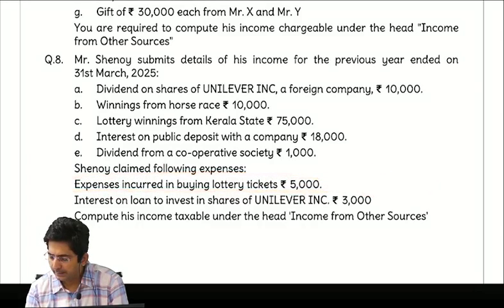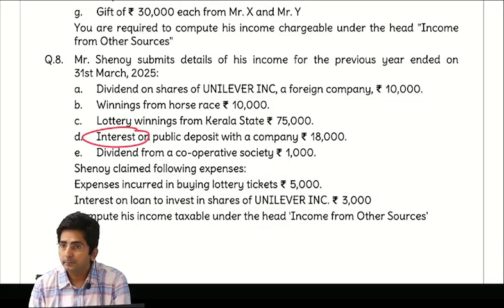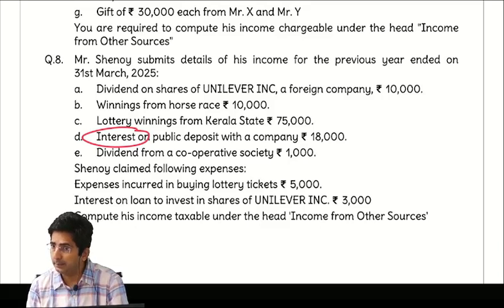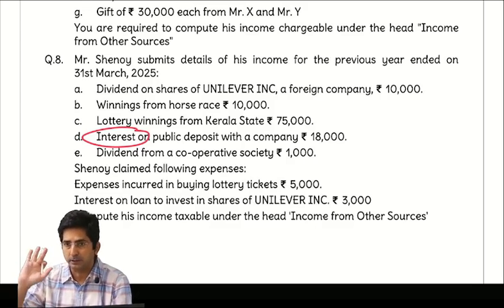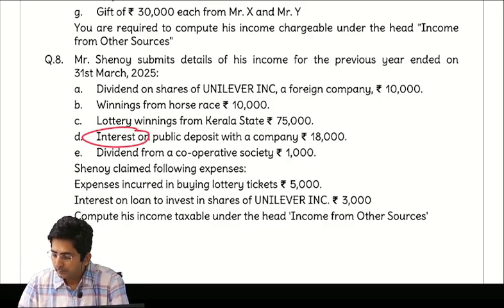Then interest on public deposit. This was interest. Circle interest. Whenever there is interest, circle it. Circle means you have to remember GPS, gold bonds, POSBA, PPF, Sukanya. This is not from gold bonds, POSBA, PPF, Sukanya, so it will be taxable. Then dividend from cooperative society, any dividend is taxable.